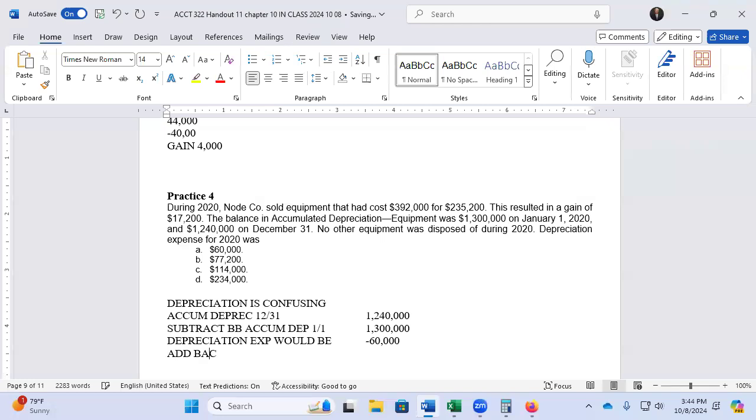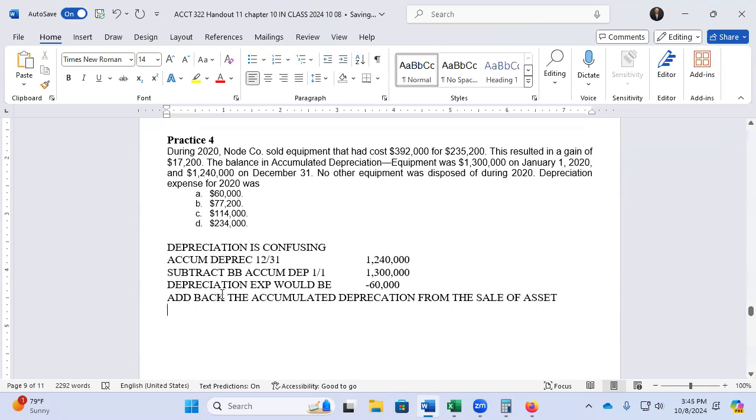But you have to add back the accumulated depreciation from the sale of asset. And so we have to calculate that. We say compensation or consideration, I'm sorry, I keep doing that, like my pickup truck. Consideration was 235,200. I'm subtracting the book value, which we don't know.